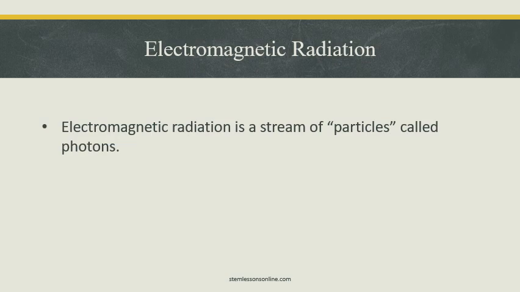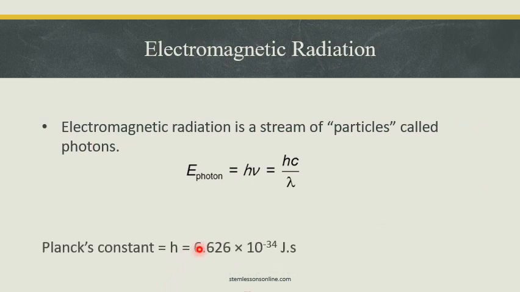Now let us see what electromagnetic radiation is. Electromagnetic radiation is a stream of particles which we call photons. So the energy of a photon is directly proportional to the frequency. Since it is directly proportional, we can write energy of photon equals frequency times a constant. That constant is called Planck's constant, which equals 6.63 times 10 to the power negative 34 joule second.